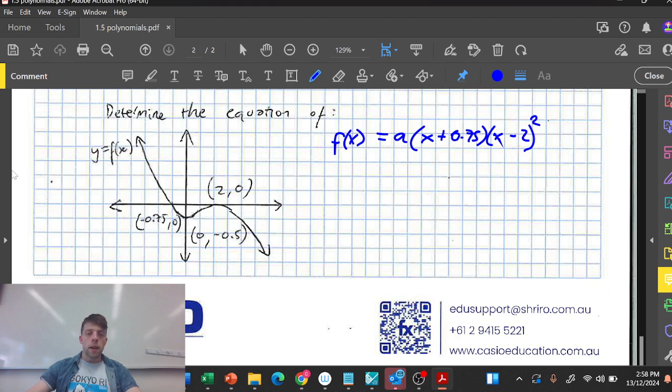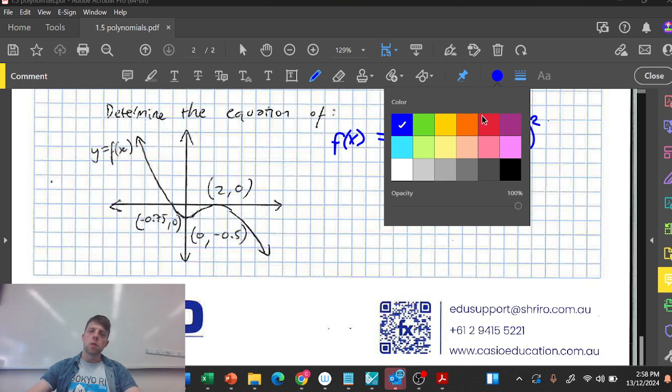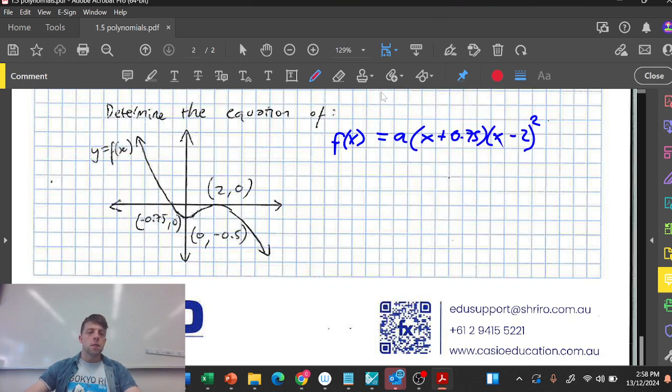The constant isn't going to affect whether, if I put in negative 0.75 into this equation here, I'll get 0 regardless of what a is equal to. And if I put in 2 into this equation here, I'll get 0 regardless of what a is equal to. So how do we find what a is equal to? We're going to use the other piece of information we've been given. In addition to these two x-intercepts, we've also been given this value here. We've been given 0, negative 0.5 as the y-intercept. So we're going to use that.